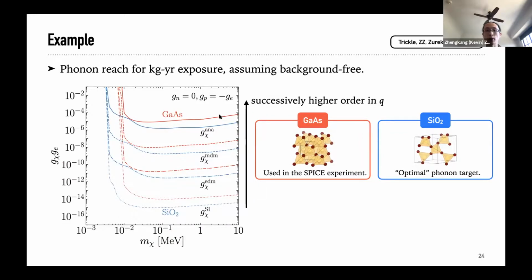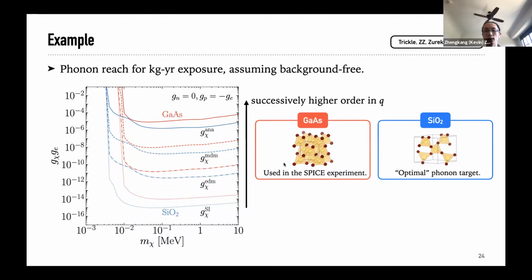So this is showing the phonon reach for kilogram-year exposure, assuming a background-free experiment by default. This is the reach on the product of the couplings of the mediator to the dark matter and the electron versus the dark matter mass. And we can see that these 4 models that I just talked about exhibit a nice hierarchy, which can be simply understood from the EFT power counting.